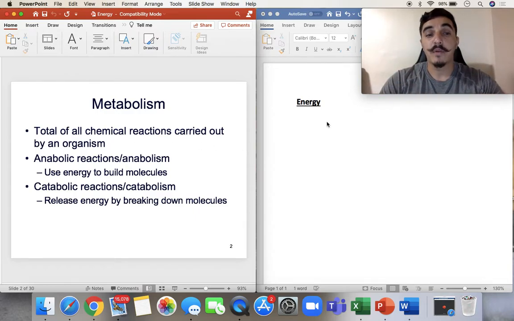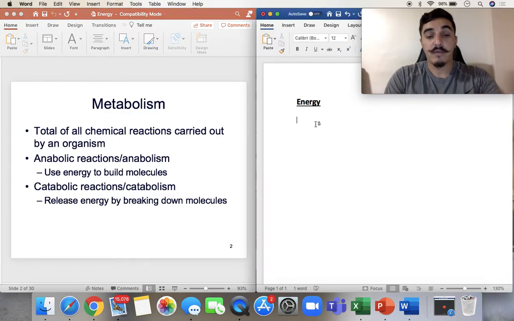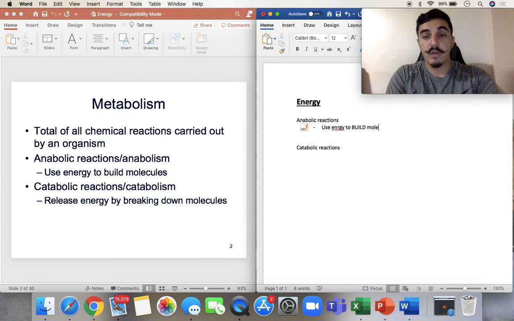So there's two types of reactions. We have anabolic reactions, and we have catabolic reactions, okay? So anabolic reactions use energy to build molecules, okay? So that's why people have anabolic steroids. They shouldn't, but big baseball player, speaking of baseball, it was.